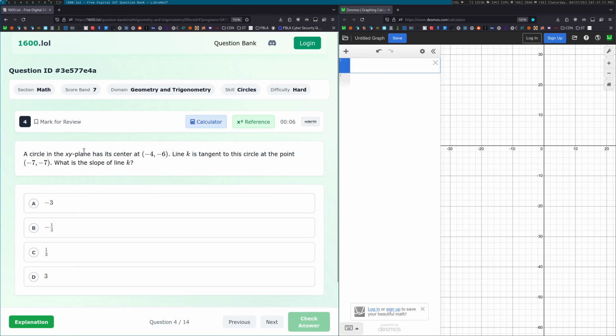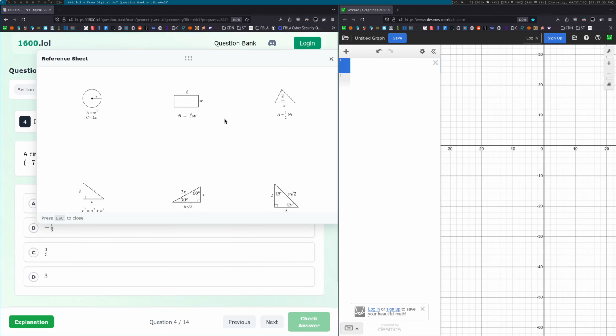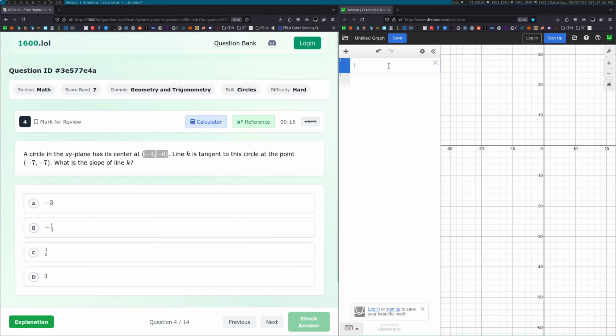Okay, so we have a center at -4, comma -6. And let me see if the circle equation is provided to you. Okay, no. So you're going to have to remember this. (x - h) squared plus (y - k) squared is equal to r squared. Again, where the coordinate (h, k) is the center and r is your radius. So if the radius is 8, this thing on the right side should be 64.